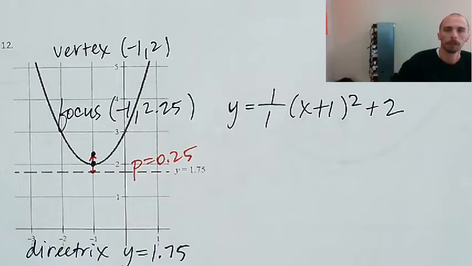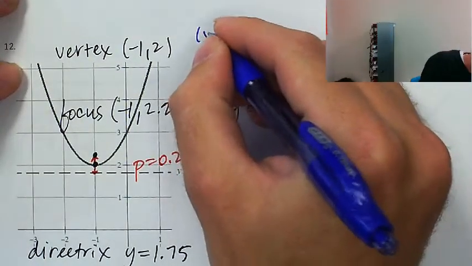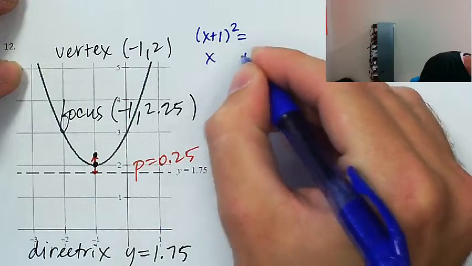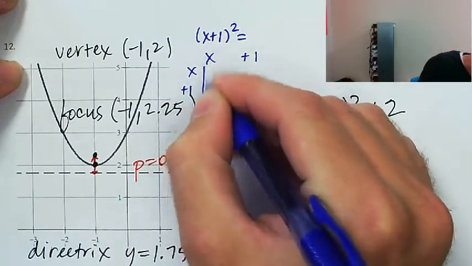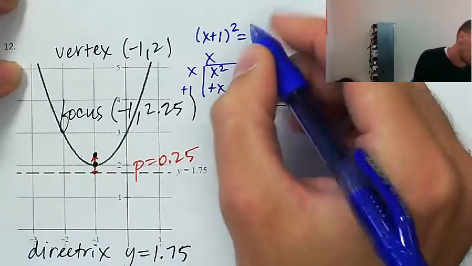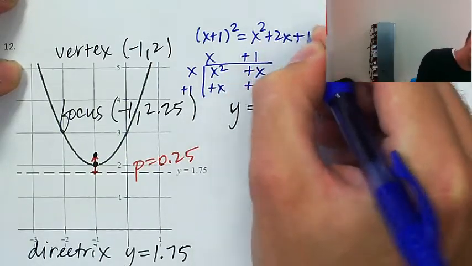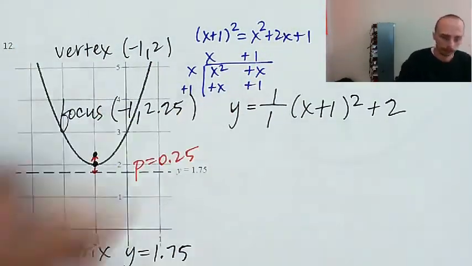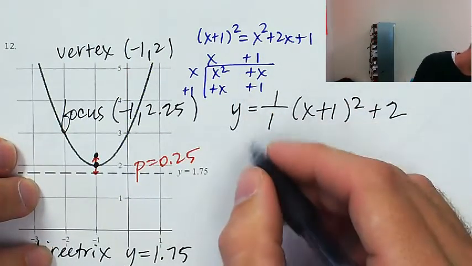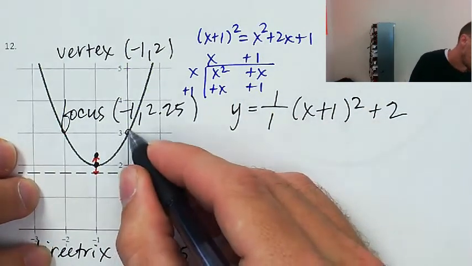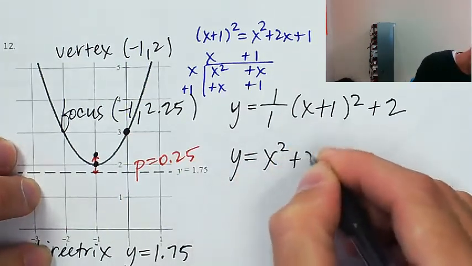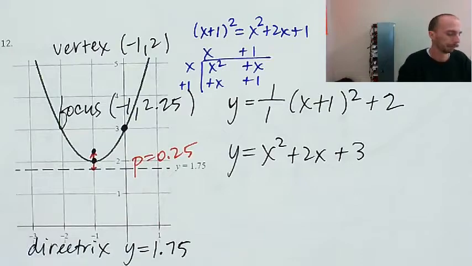Oh yeah, I need to square x plus 1. Okay, so I'll use the box technique. It's going to be x squared, 2x, and 1. Luckily I won't have to multiply it by anything, so I'm just going to have x squared plus 2x plus 1 plus 2 is going to be 3. That makes sense. We've got a y-intercept of 3 right there. That's a good sign. y equals x squared plus 2x plus 3.